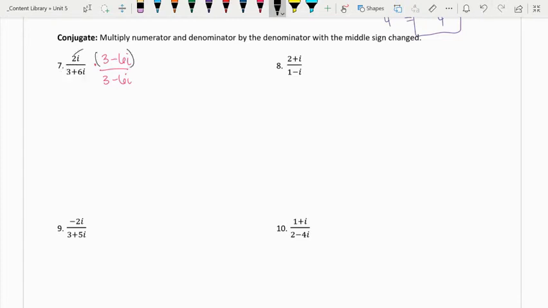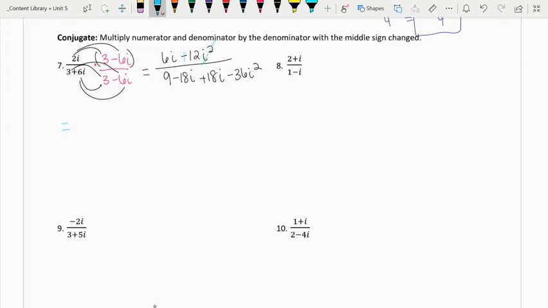Notice how it's the exact same as the denominator, but the middle sign is changed. So now we're going to distribute the 2i. So we would get i minus 12i squared. In our denominator, we would FOIL. So if we distribute the 3 first, you would have 9 minus 18i. Then if you distribute the 6i, you would get a positive 18i minus 36i squared. At this point, we need to clean some things up, right? If you notice, in the numerator, i squared becomes negative 1, so that's really a positive 12. I'm going to rewrite that as 12 plus 6i.